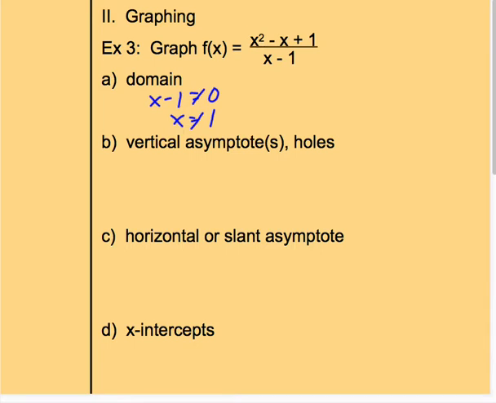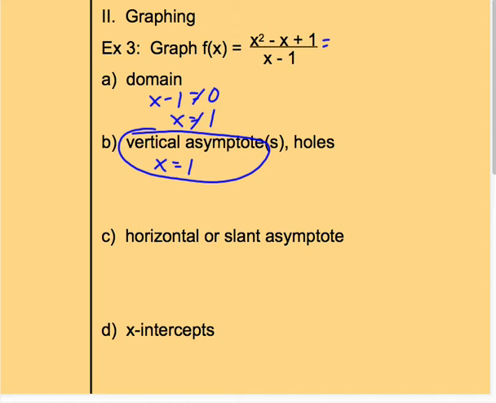To find any vertical asymptotes or holes, we want this in factored form to determine whether it's a vertical asymptote or whether it's a hole. So in our numerator, what multiplies to 1 and adds to -1? No numbers do that. Our numerator doesn't factor. Therefore, that denominator will not cancel. So x equals 1 will be a vertical asymptote instead of a hole.